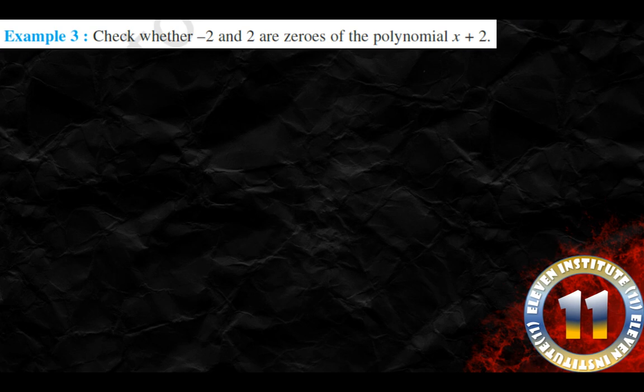Check whether minus 2 and 2 are zeros of polynomial x plus 2. See, again this is simple. What you have to do is, instead of x you have to write minus 2, instead of x you have to write 2 and you have to find the value.